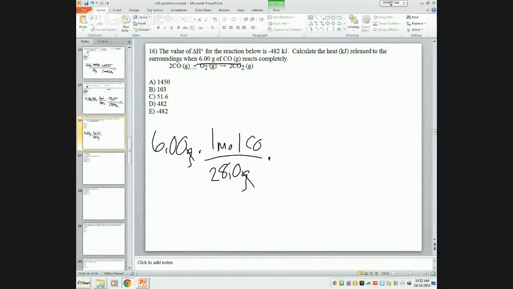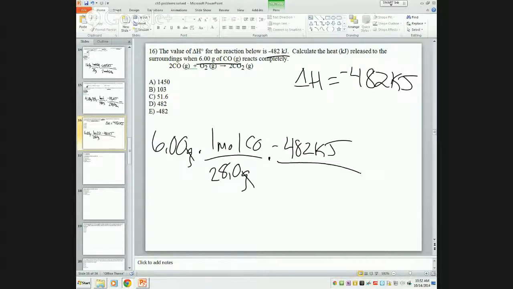So now I want to look at my ratio. The delta H is negative 482 kJ, which is what was given to me. So I've got that divided by, well, how many moles is that reaction talking about with CO? 2. So what do we get? We do the maths, we get the final answer, should be C. Right? Check that in my head real quick. Yep, that seems right.